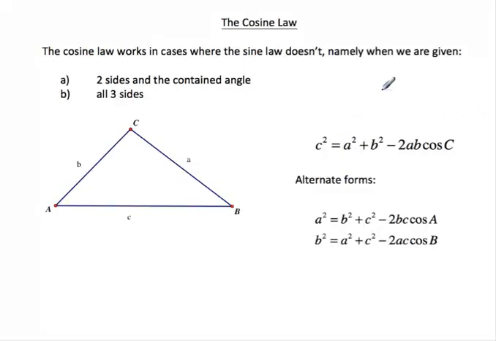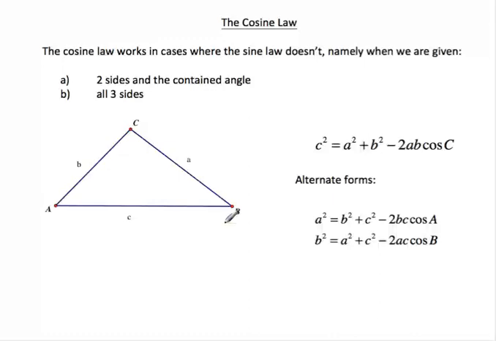The cosine law works in cases where we can't use the sine law, specifically if we're given two sides and the contained angle, meaning the angle in between the two sides, or if we're given all three sides of a triangle. Using the same naming system where capital letters are angles and lowercase letters are the sides opposite them, the cosine law is often expressed in this form. c squared is equal to a squared plus b squared minus 2ab cos C.